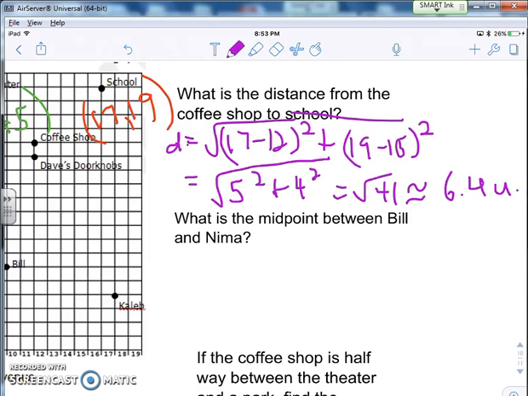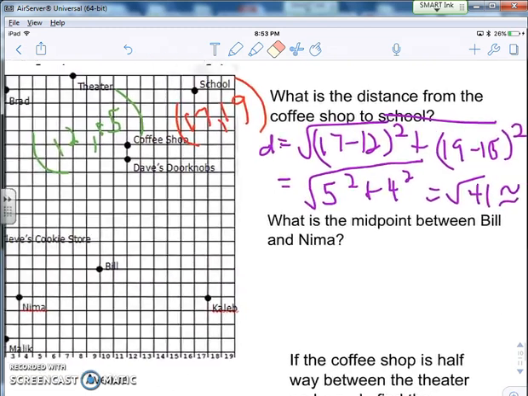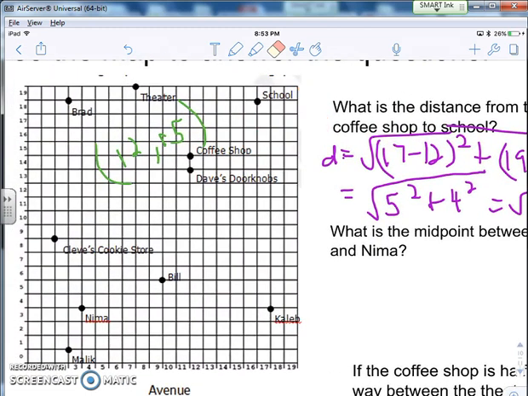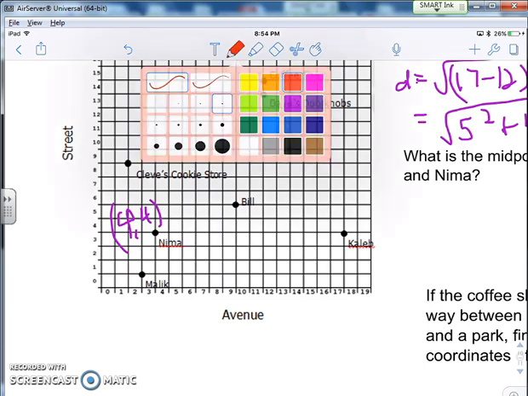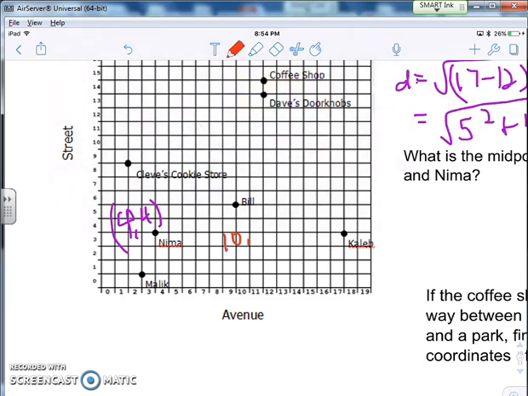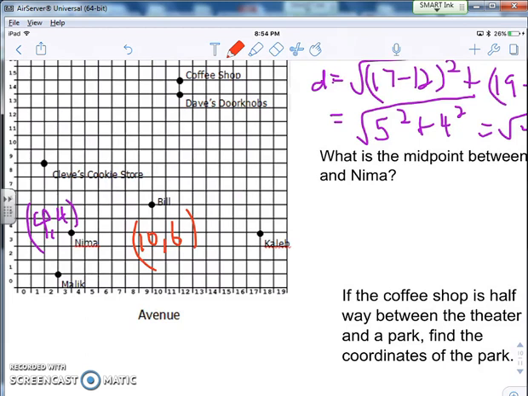Okay, if you need to pause, go back and look at that, go ahead. Alright, the next one we're looking at is the midpoint between Bill and Nima. I'm going to go ahead and erase these. So coming down here, this is a coordinate of 4, 4, it looks like to me. And Bill has a coordinate of 10, 6. So we're looking at the midpoint. The midpoint is the average.